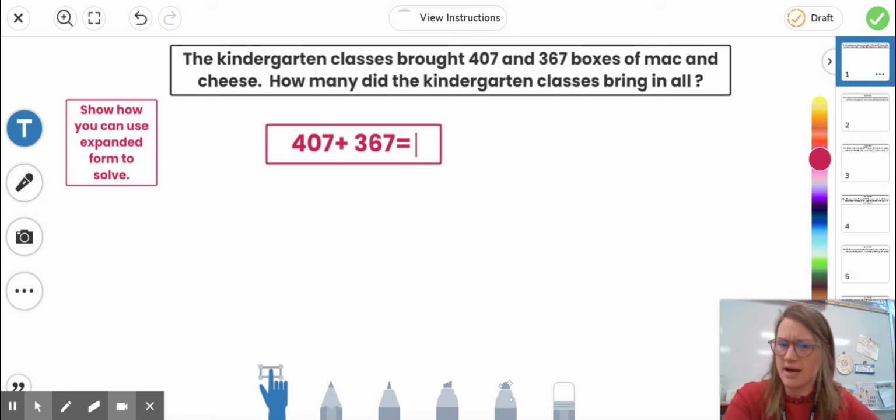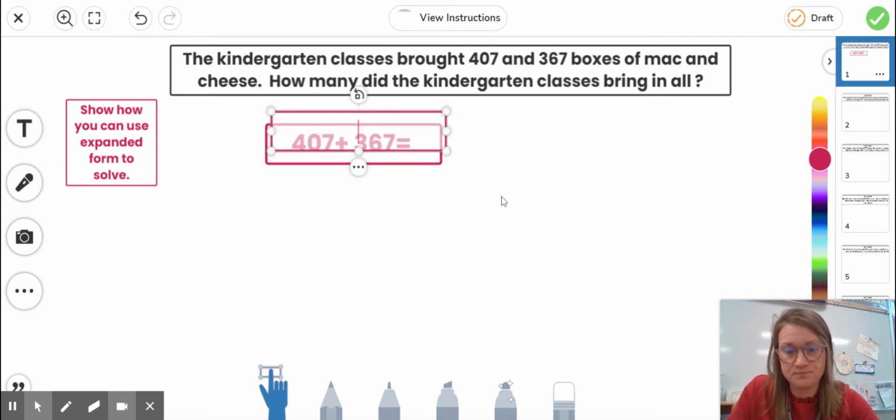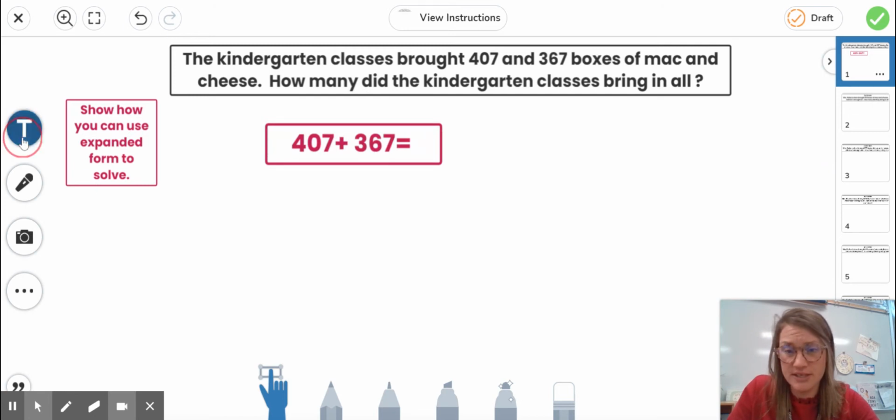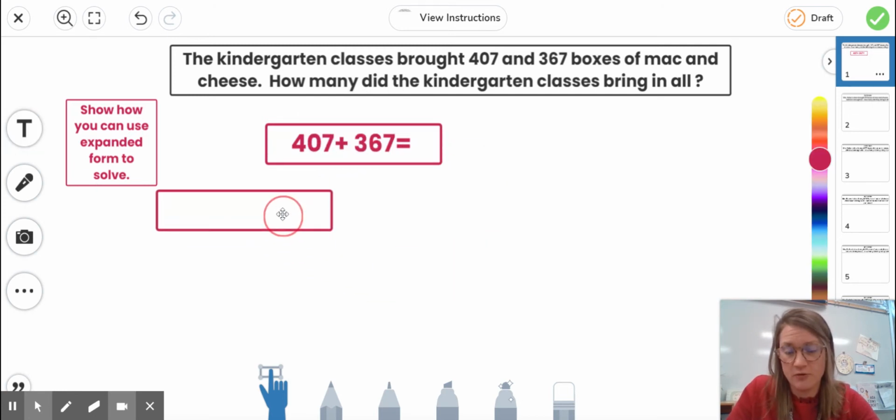Not sure what the amount is yet. So I'm going to set up my equation to start with. And then I think I'm going to do a new text box just to show how we could show it with expanded form.